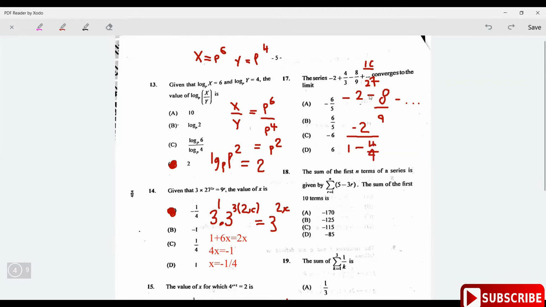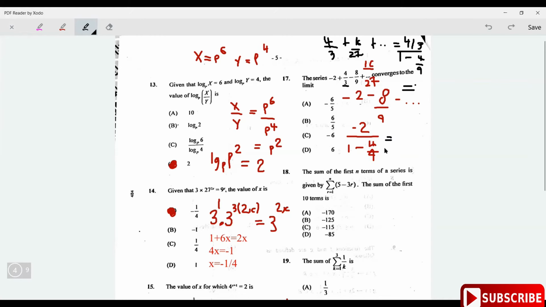And then I'm going to look at the positive part separately. The positive part, which is 4 over 3 plus 16 over 27, I look at that separately, plus that continues. So that's going to be equal to a over 1 minus r, which is 4 over 3 over 1 minus r, where r is 4 over 9. And so when I add these two together, whatever I get, I add them together.